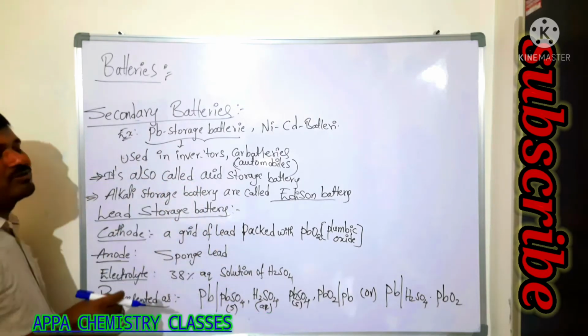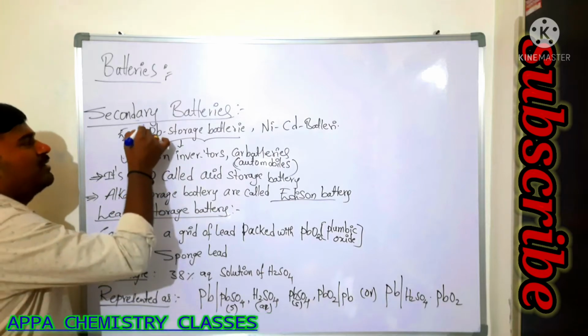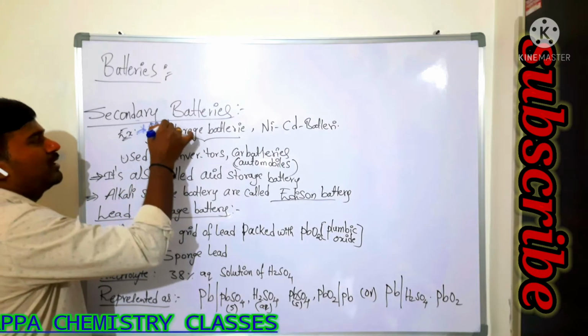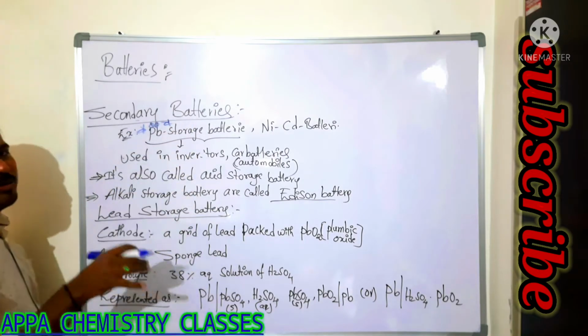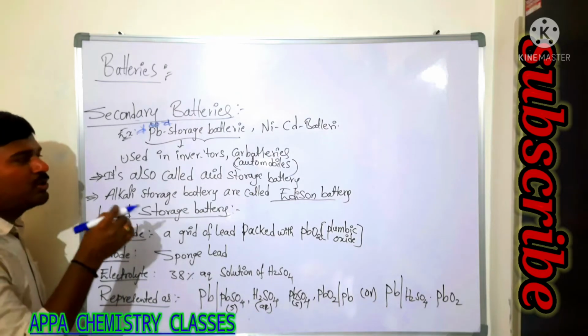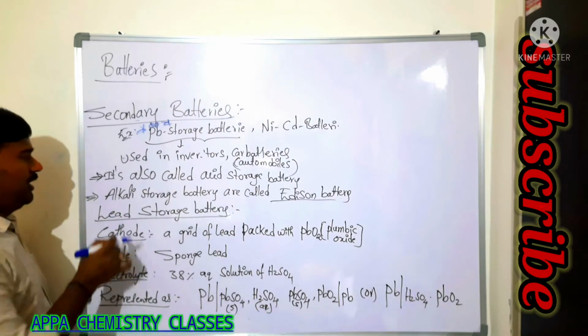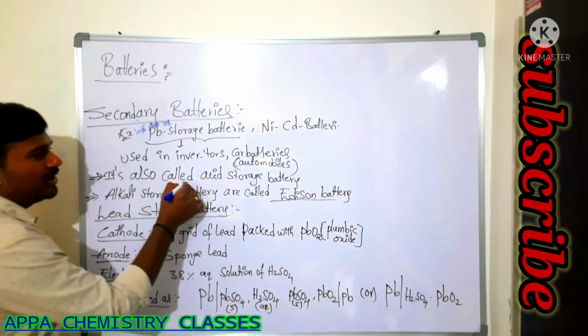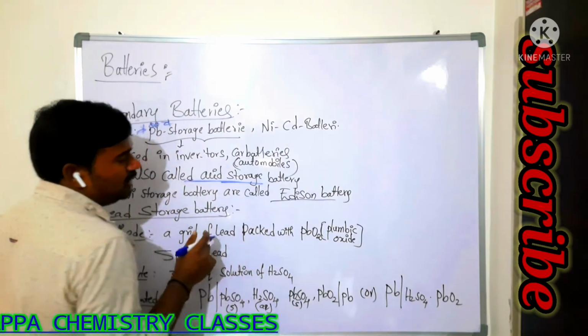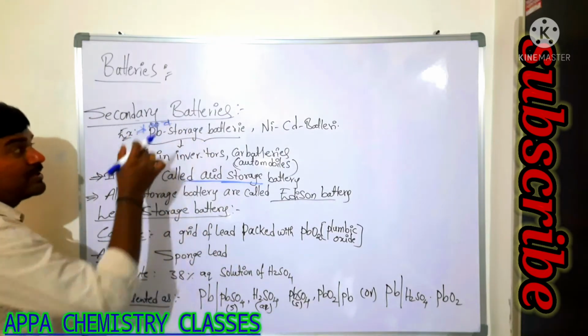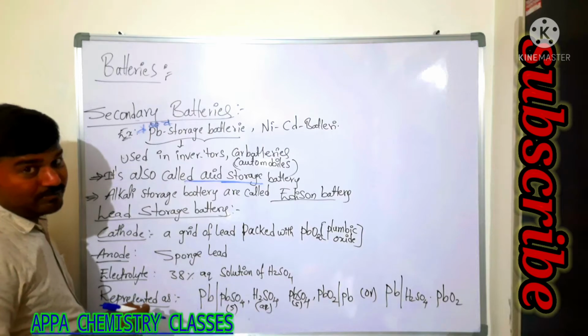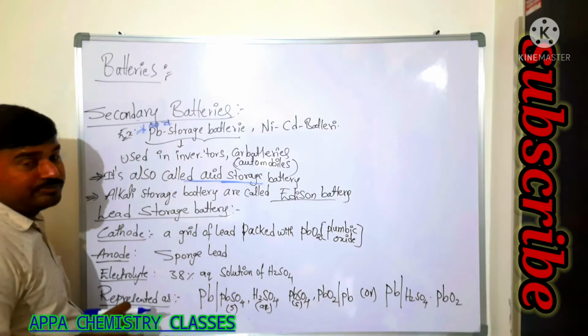So that is the use of lead storage battery, which is very important. Now we are going to learn more about this lead storage battery. First, what does a lead storage battery contain? It is also called an acid storage battery, and the acid storage battery is called the lead storage battery. In that, acid will be stored.